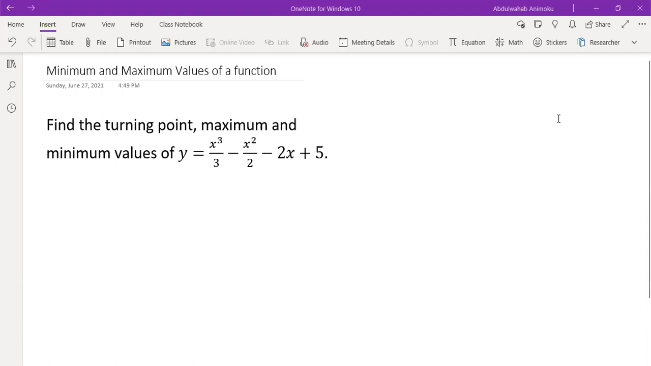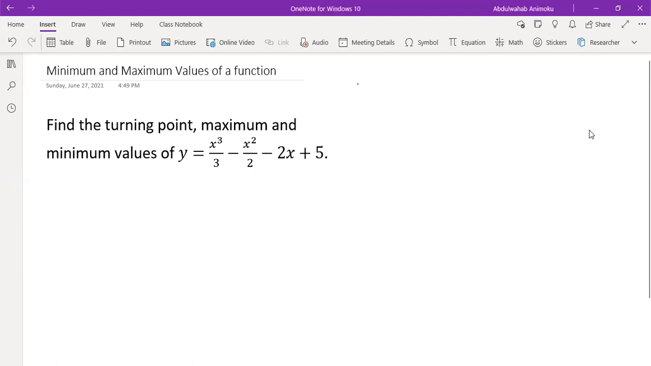In today's video, we're going to look at the turning point, the maximum and minimum values of functions. So let's just get right into it. In this particular problem, there are two ways we are going to solve it. Whichever one looks very comfortable for you, you could decide to use that in your problem solving and in your exams. So let's take a look at the two different methods of solving this problem.